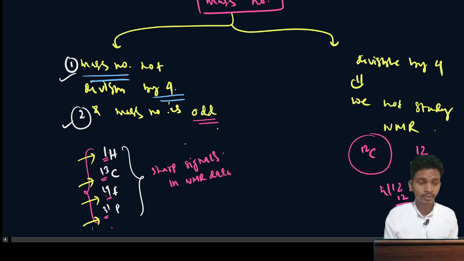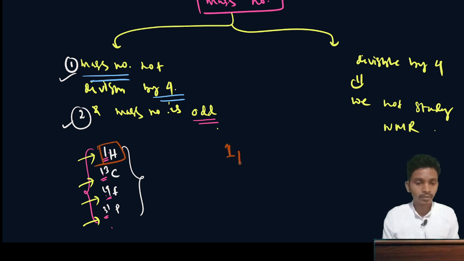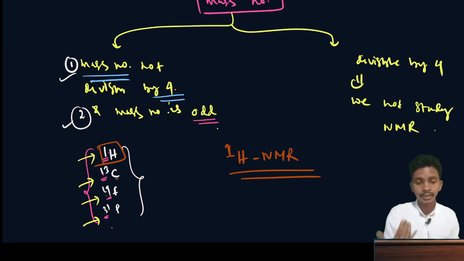Now these are the introductory parts. In these chapters we are looking at 1H NMR. We will discuss 1H NMR in detail, and in the next chapters we will discuss 13C NMR, fluorine NMR, and phosphorus NMR. Basically, if you are clear about 1H NMR, then these other NMRs are very easy to understand. So first we will discuss 1H NMR in detail.